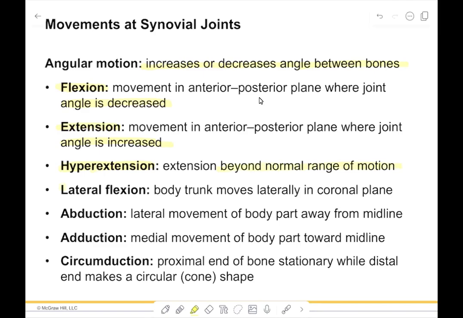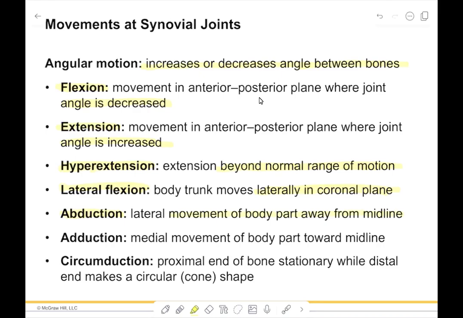Then there is lateral flexion, where the body trunk moves laterally in a coronal plane. Then we have abduction and adduction. Some physical therapists tend to say abduction so as not to confuse abduction with adduction, because they do sound pretty similar. Abduction would be when there's movement of a body part away from the midline. So taking away an arm from the body.